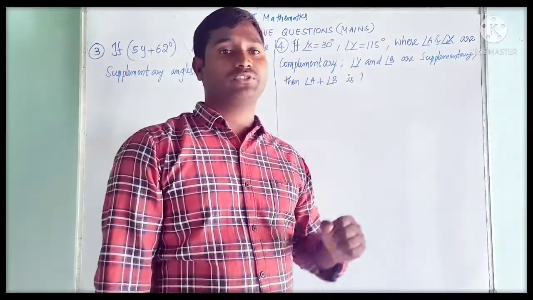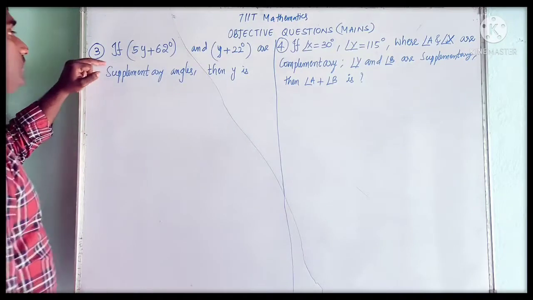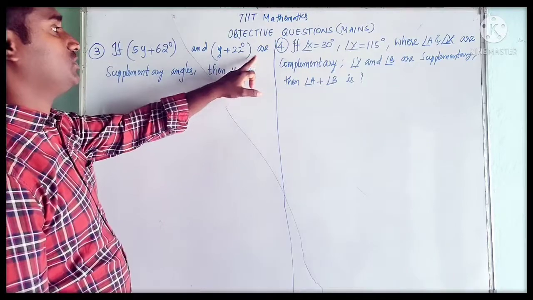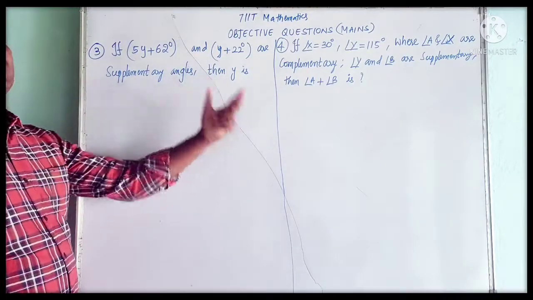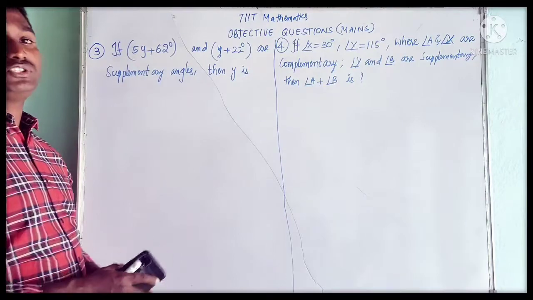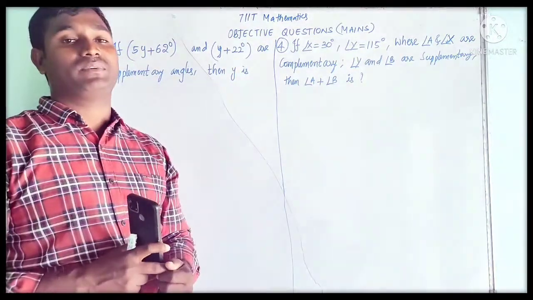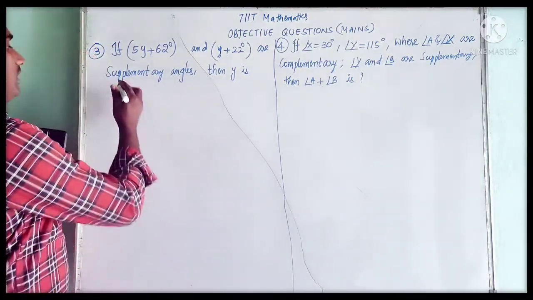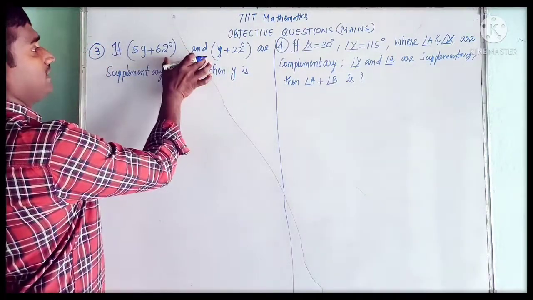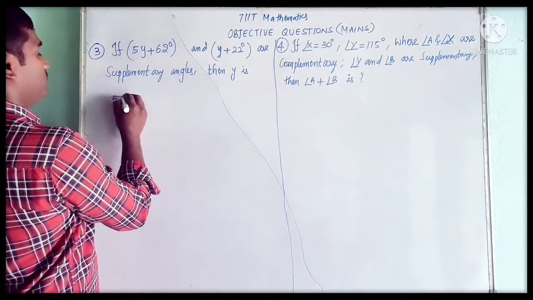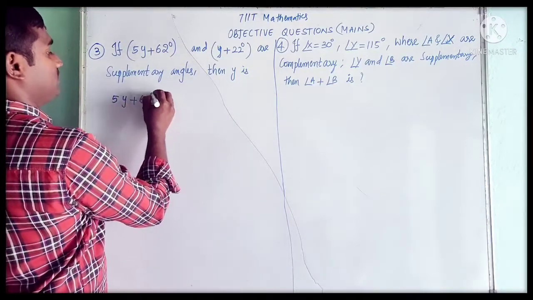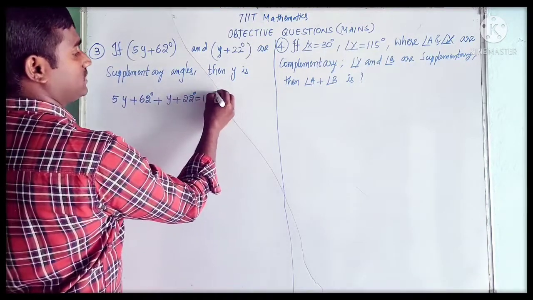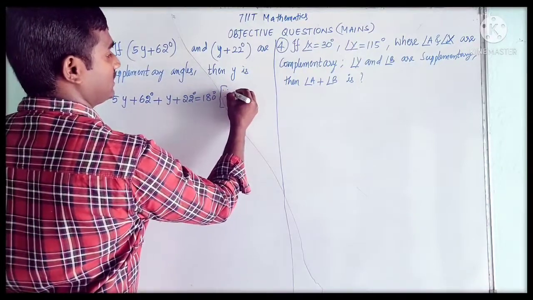Now I am going to discuss the third question: if 5y plus 62 degrees and 5y plus 22 degrees are supplementary angles, then find the y value. We should know that the sum of the two supplementary angles equals 180 degrees. So 5y plus 62 degrees plus 5y plus 22 degrees equals 180 degrees, because these are supplementary.